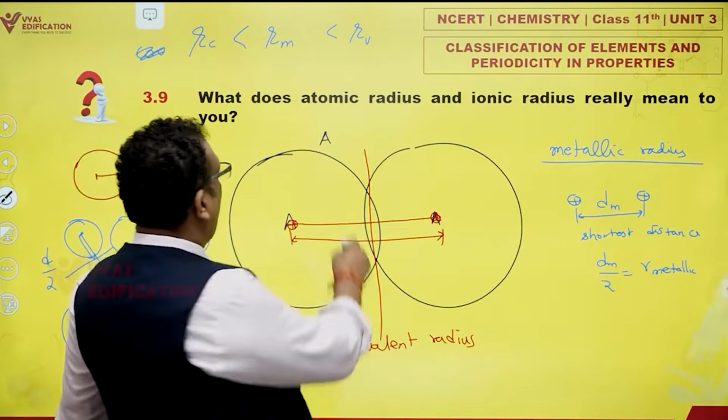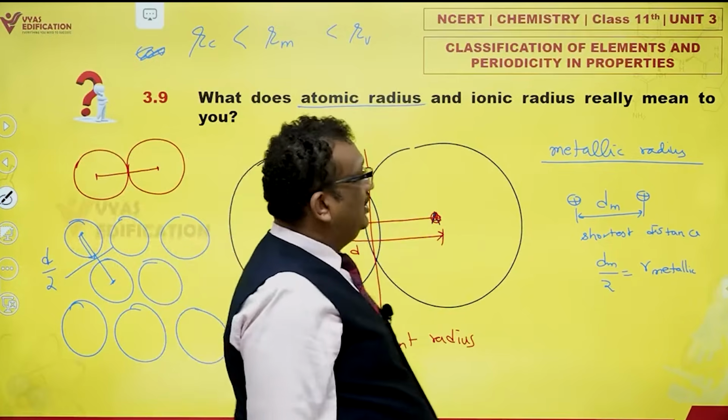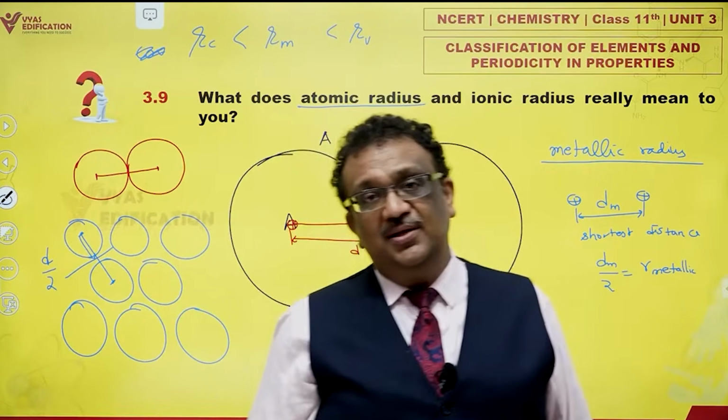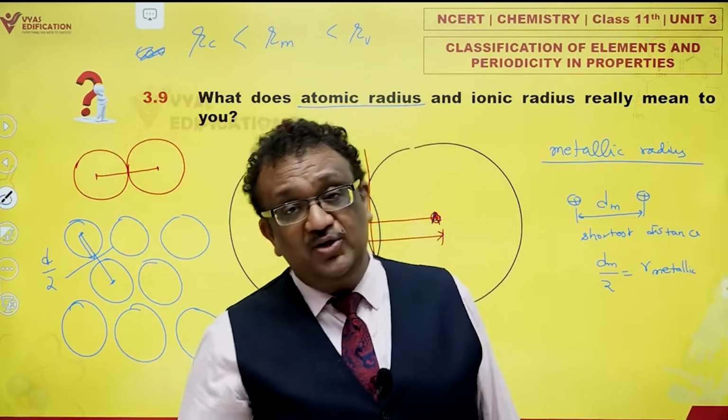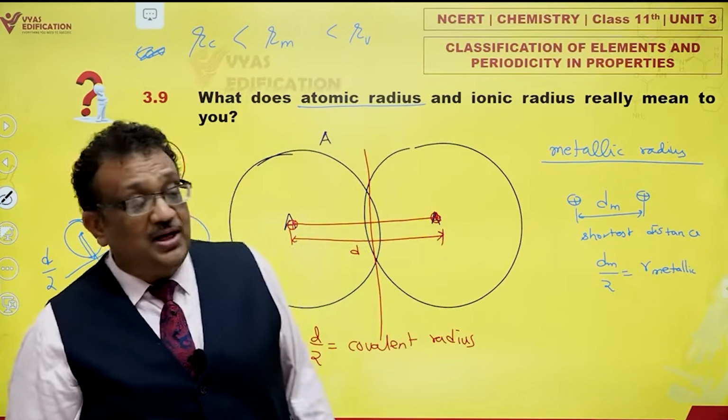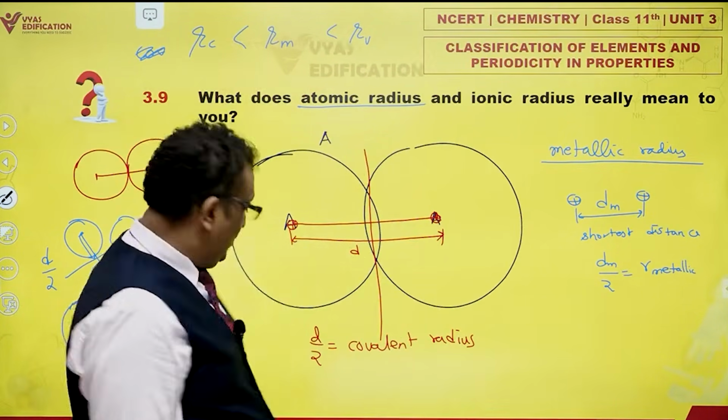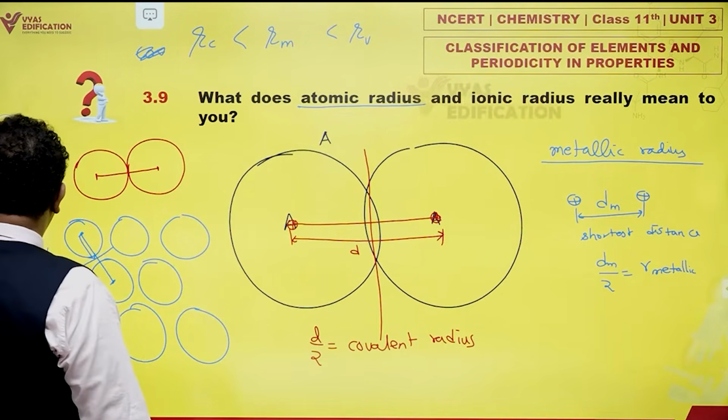So much for atomic radius. All this I have spoken about atomic radius. What does ionic radius mean to us? Well, ionic radius would mean either the radius of cation or the radius of anion. Now that is another story altogether. So let's take a look at ionic radius as well.